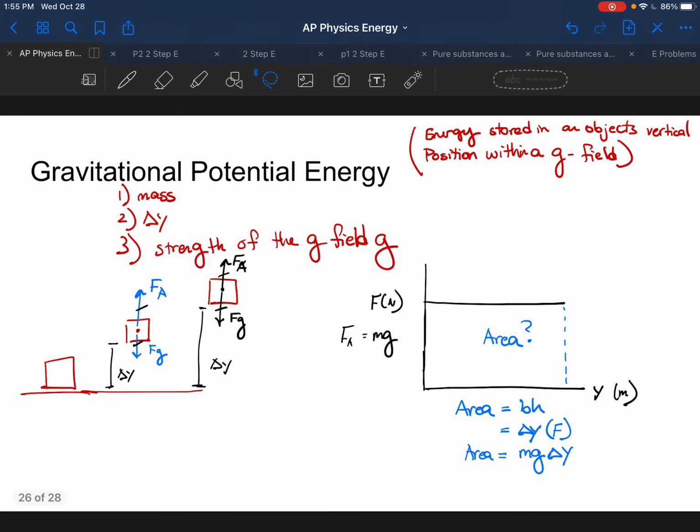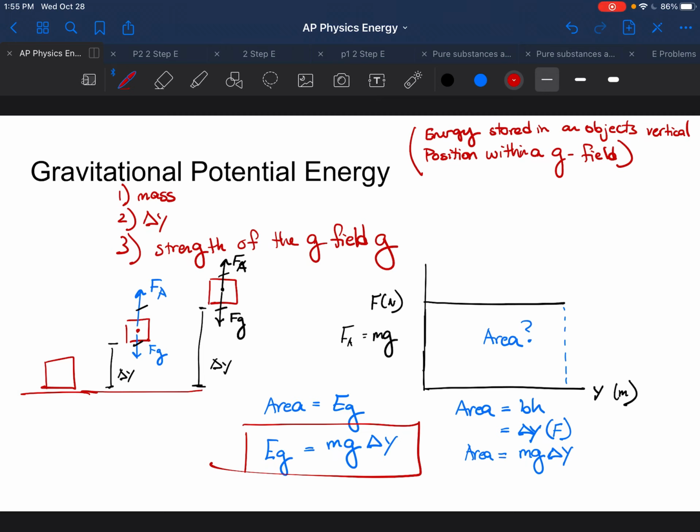Here, the area under a force versus delta y graph for the object that's being lifted up is actually showing us our gravitational potential energy. So this tells us that the gravitational potential energy stored in an object, a height above a reference point in a gravitational field, is mg delta y.